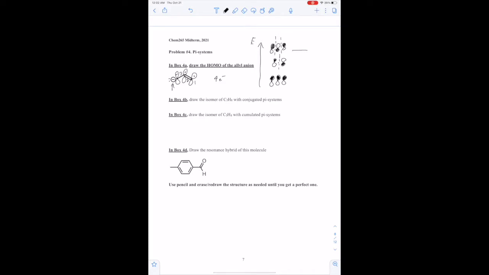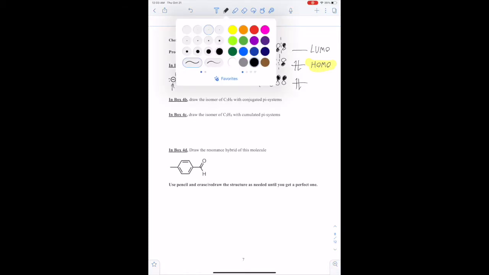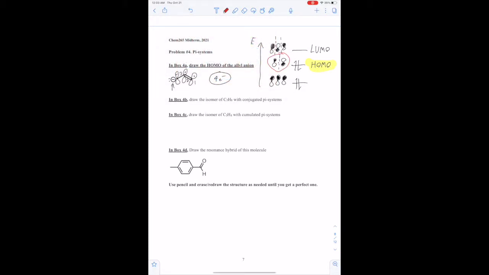So these are the lines for the electrons. So we have 4, and as we know from before, each orbital gets 2. Okay, so this is occupied. So this is the highest occupied molecular orbital. This one is unoccupied, making it the lowest unoccupied molecular orbital. The question is asking for us to draw this guy, and this is what you would draw in box 4a.